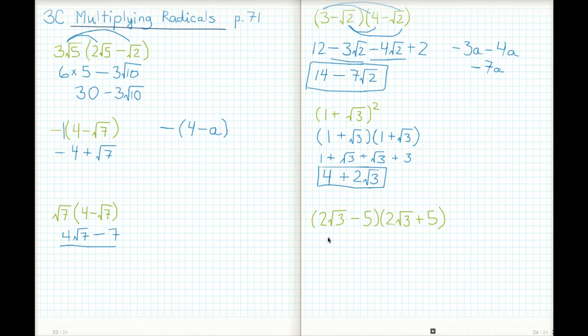Okay, the last one, it's the same process, but it's just getting a little bit more complicated, and an interesting pattern shows up here. 2 square root 3 times 2 square root 3 is going to be 4 times 3, because the square root 3 times square root 3 becomes 3 back again. 2 square root 3 times 5 is 10 square root 3. And the inside terms here, negative 5 times 2 square root 3 is minus 10 square root 3. So you might notice those are exactly the same terms but opposite signs. We'll deal with that later. And negative 5 times positive 5 is minus 25.